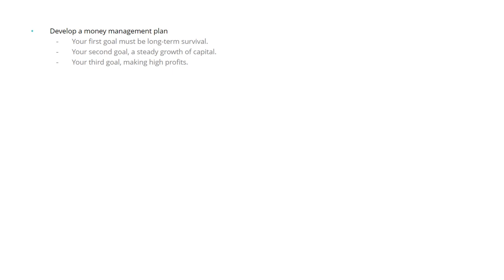So your first goal must be long-term survival. For you to survive in the market, you need to control your risk. You need to have a good money management plan. Your second goal is steady growth of capital. You're not trying to rush things here. For example, if you make 10% per month, think about it. Let's put it, for example, right?